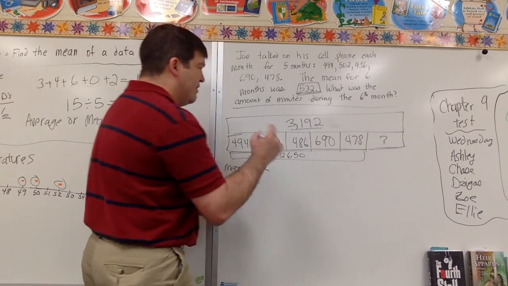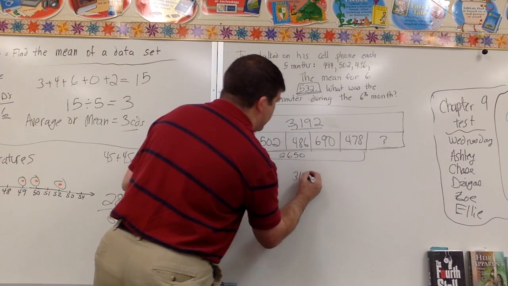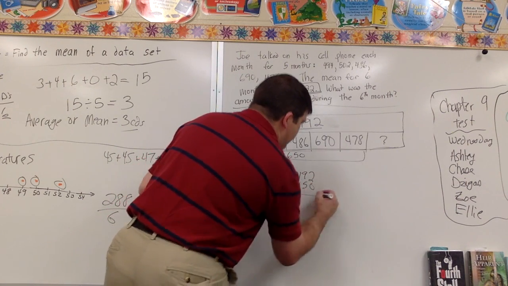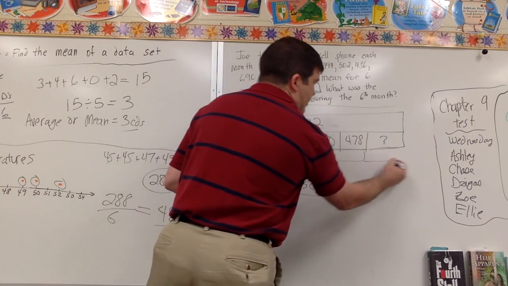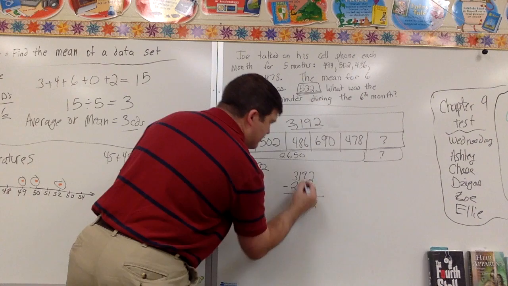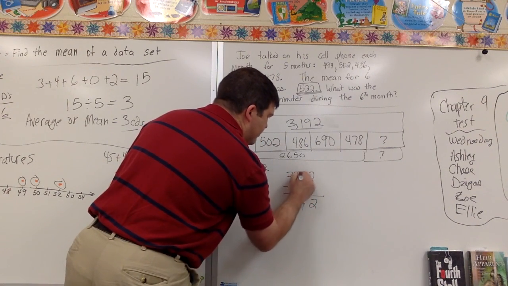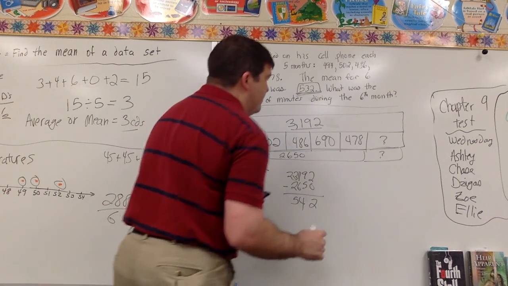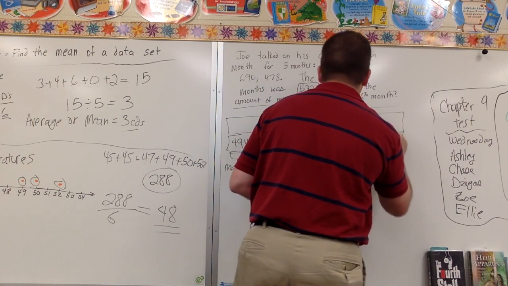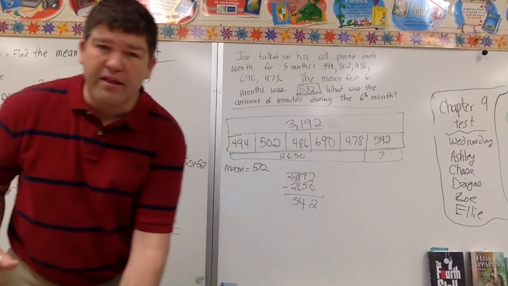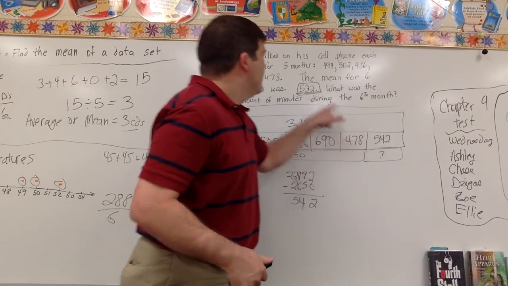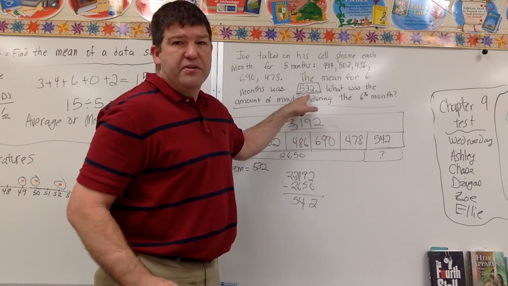So from here to here, 2,650. Now if I take 3,192 minus 2,650, that should leave me with what this is. Okay? So let's do it. That's 2, 4, that becomes a 2, that becomes a 1, 542. So I'm thinking his 6th month was pretty close to the average. Pretty close. 542. It was just 10 more minutes than the average.